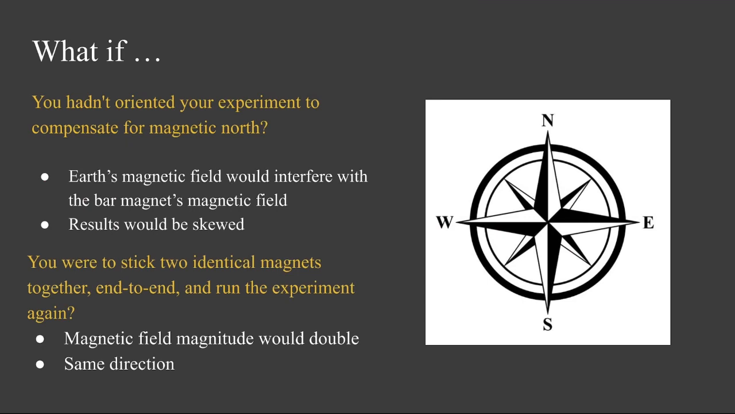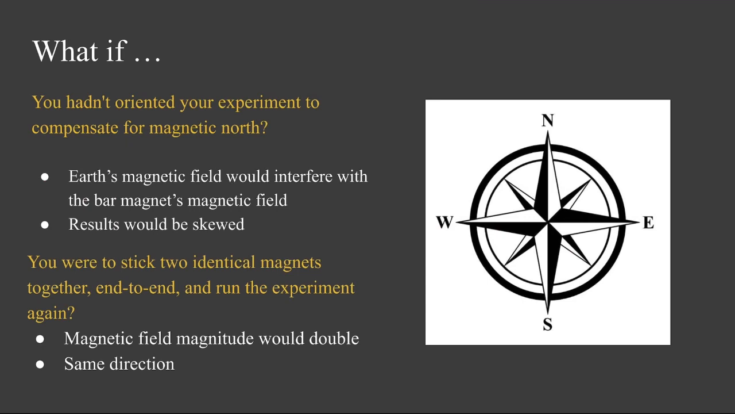So what if you hadn't oriented your experiment to compensate for magnetic north? Then the Earth's magnetic field would have interfered with the bar magnet's magnetic field, and the results would have been skewed. And what if you were to stick the 2 magnets end to end and run the experiment?